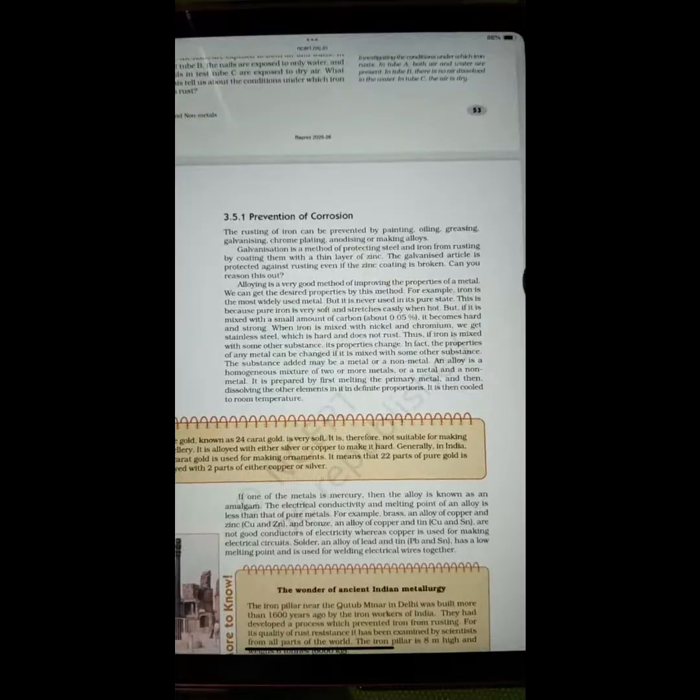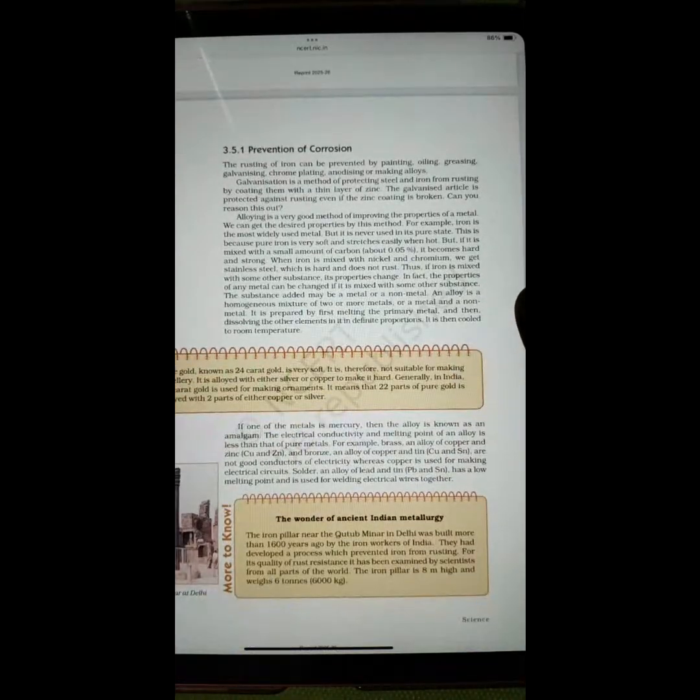So we are doing the audio of chapter 3, Metals and Non-metals, class 10 NCERT. I hope this page is clear.